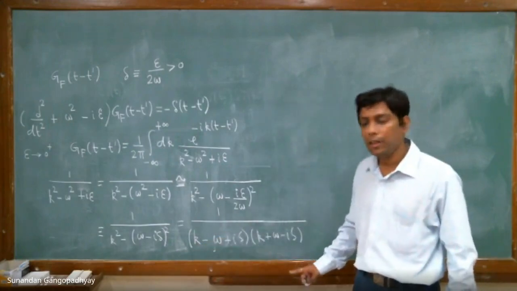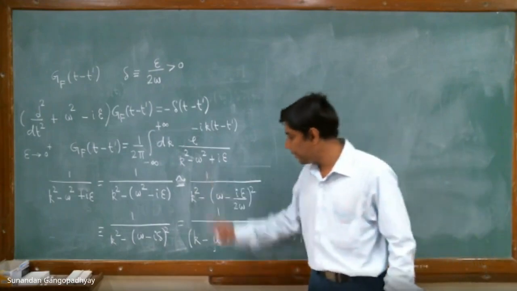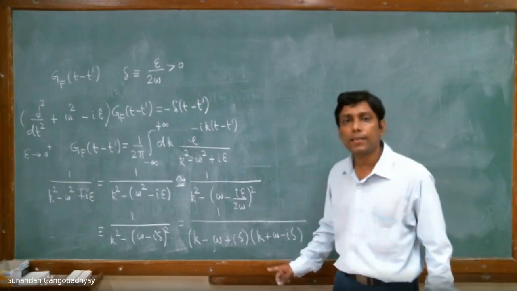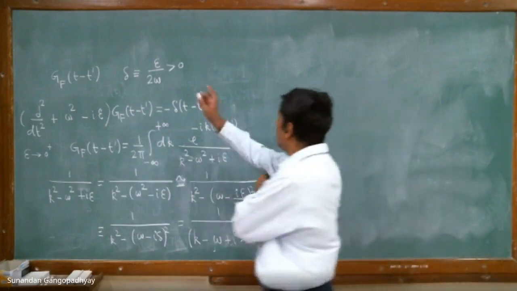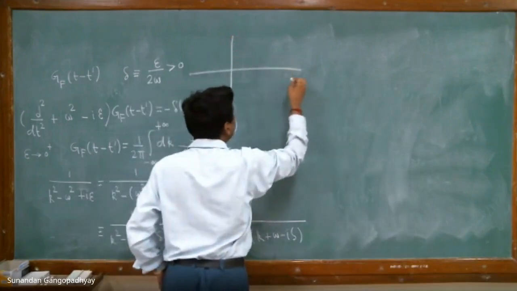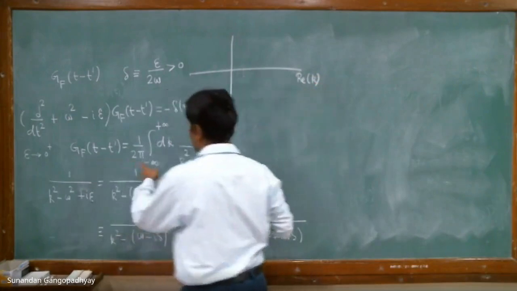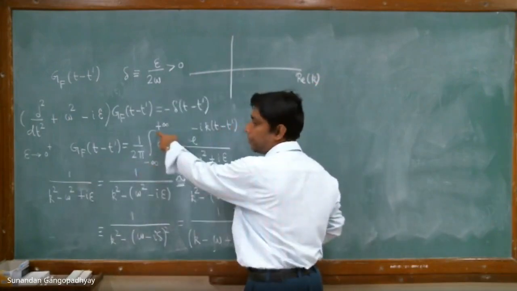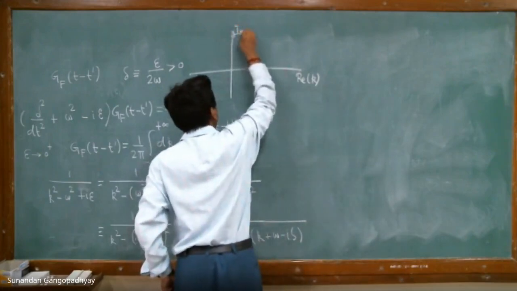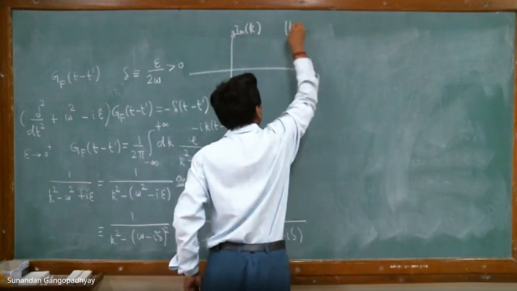So as I mentioned a few minutes back, this integrand has, you can see, simple poles in the complex k plane, right? So the complex k plane is this. This is real k, along which the integral has to be performed from minus infinity to plus infinity, and this is imaginary k, and this is the complex k plane.